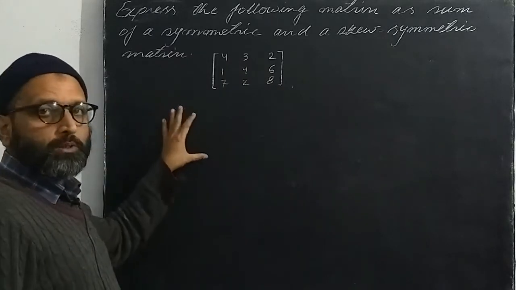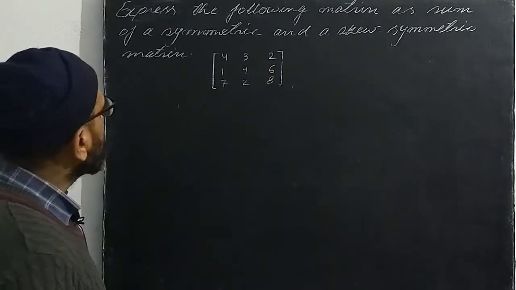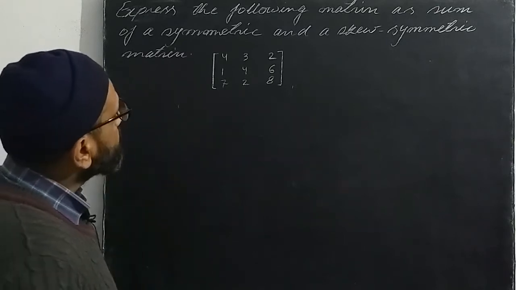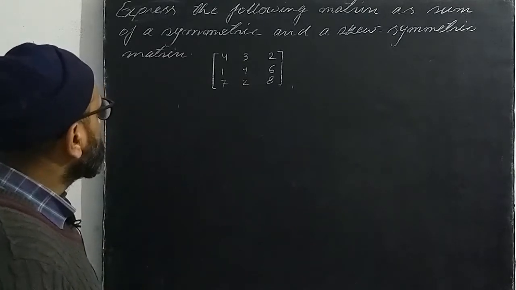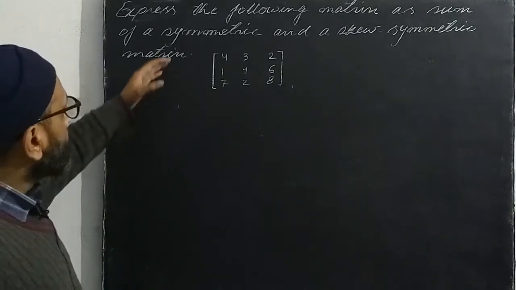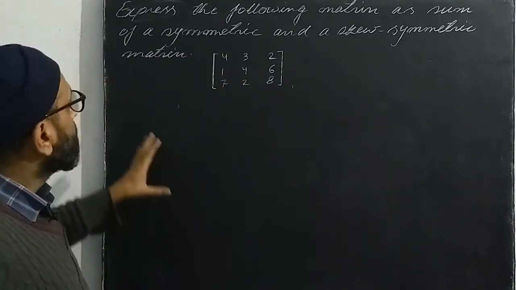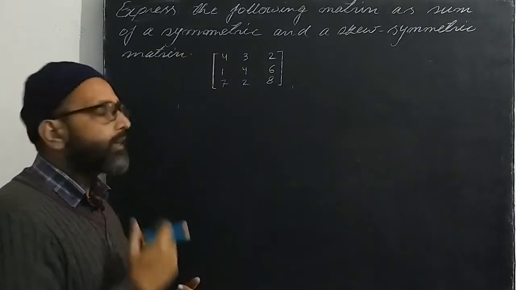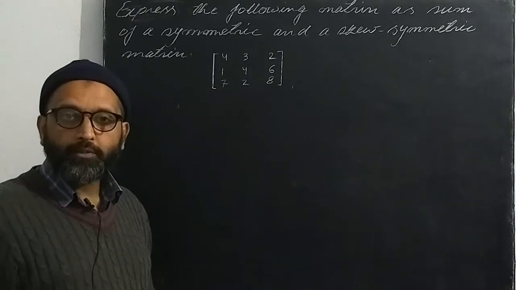So this is the most important type of sum which is most frequently asked in the examination based on symmetric and skew-symmetric matrix, and the question is: express the following matrix as sum of a symmetric and a skew-symmetric matrix, and this matrix is given. Means we are given a square matrix in the examination, and we have to express this matrix as sum of a symmetric and skew-symmetric matrix. And if you don't know what is symmetric and what is a skew-symmetric matrix, please watch my dedicated video on the concepts.